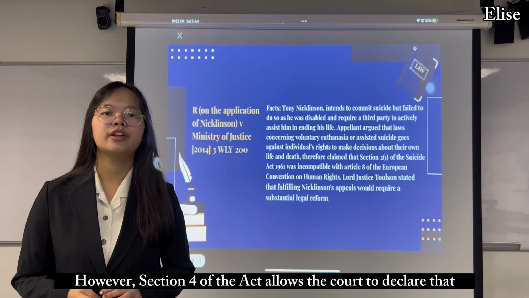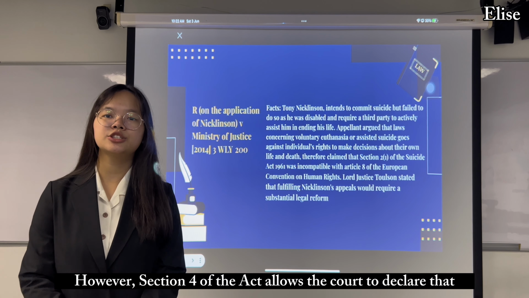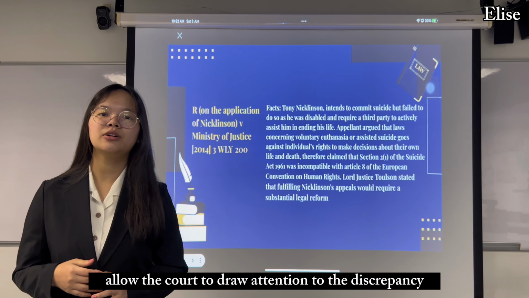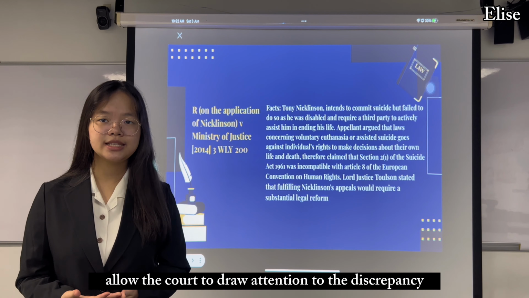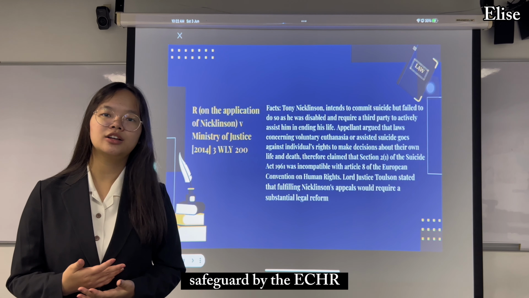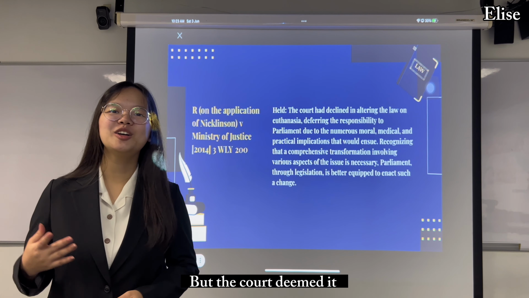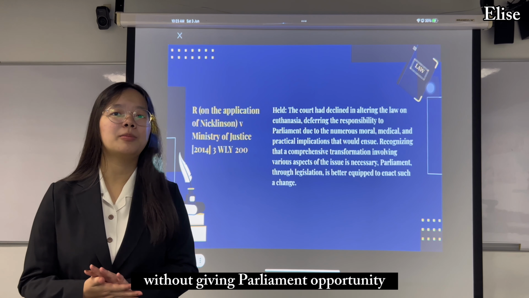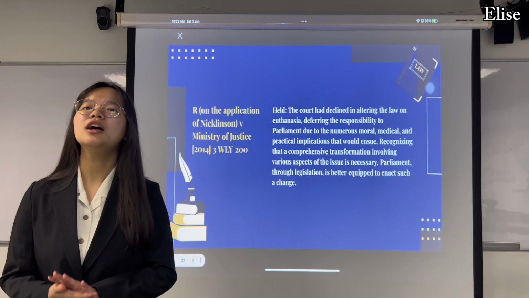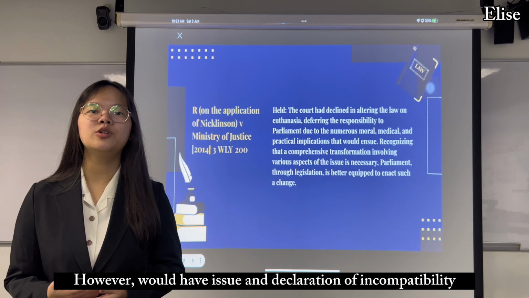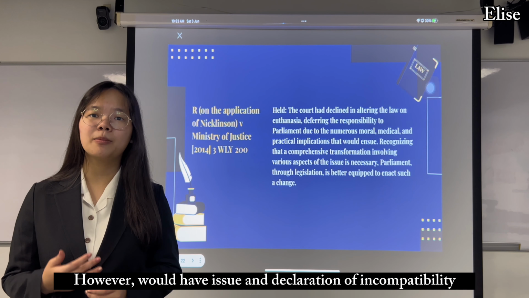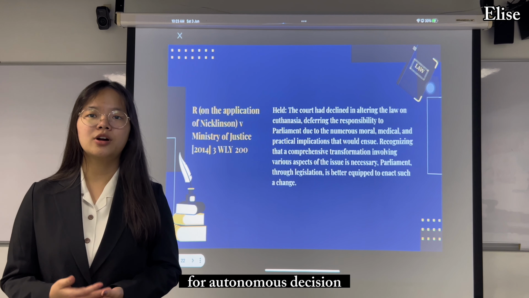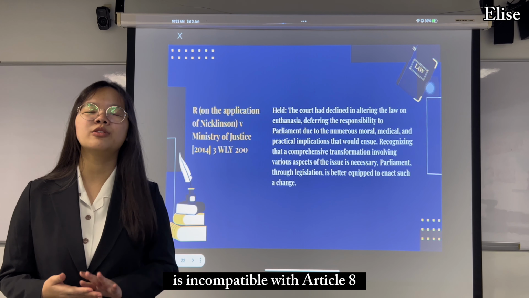However, Section 4 of the Act allows the court to declare that legislation is incompatible with a Convention right. This mechanism allows the court to draw attention to the discrepancy between legislation and rights safeguarded by the ECHR. The court deemed it inappropriate to declare the incompatibility without giving Parliament the opportunity to consider the matter. Lady Hale and Lord Kerr, however, would have issued a declaration of incompatibility, stating that the ban on assisting suicide without exception for autonomous decision is incompatible with Article 8.